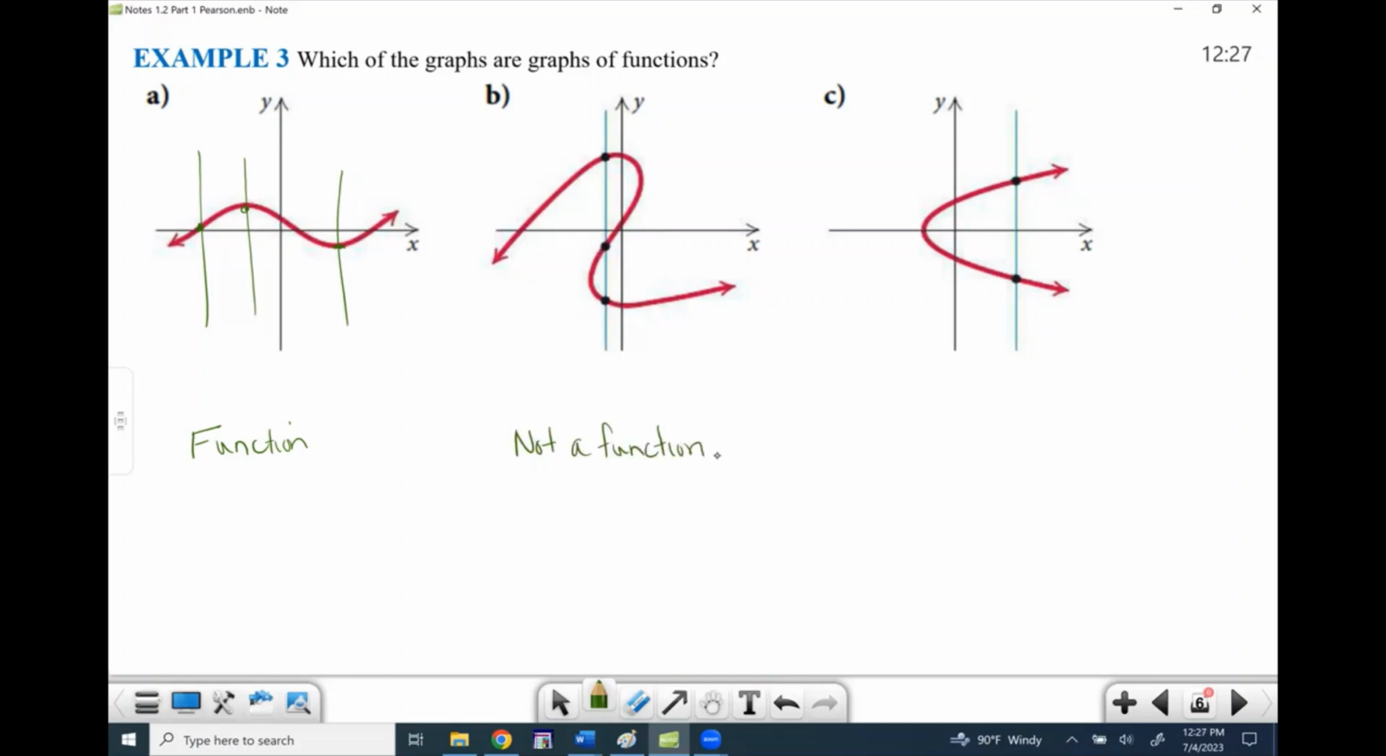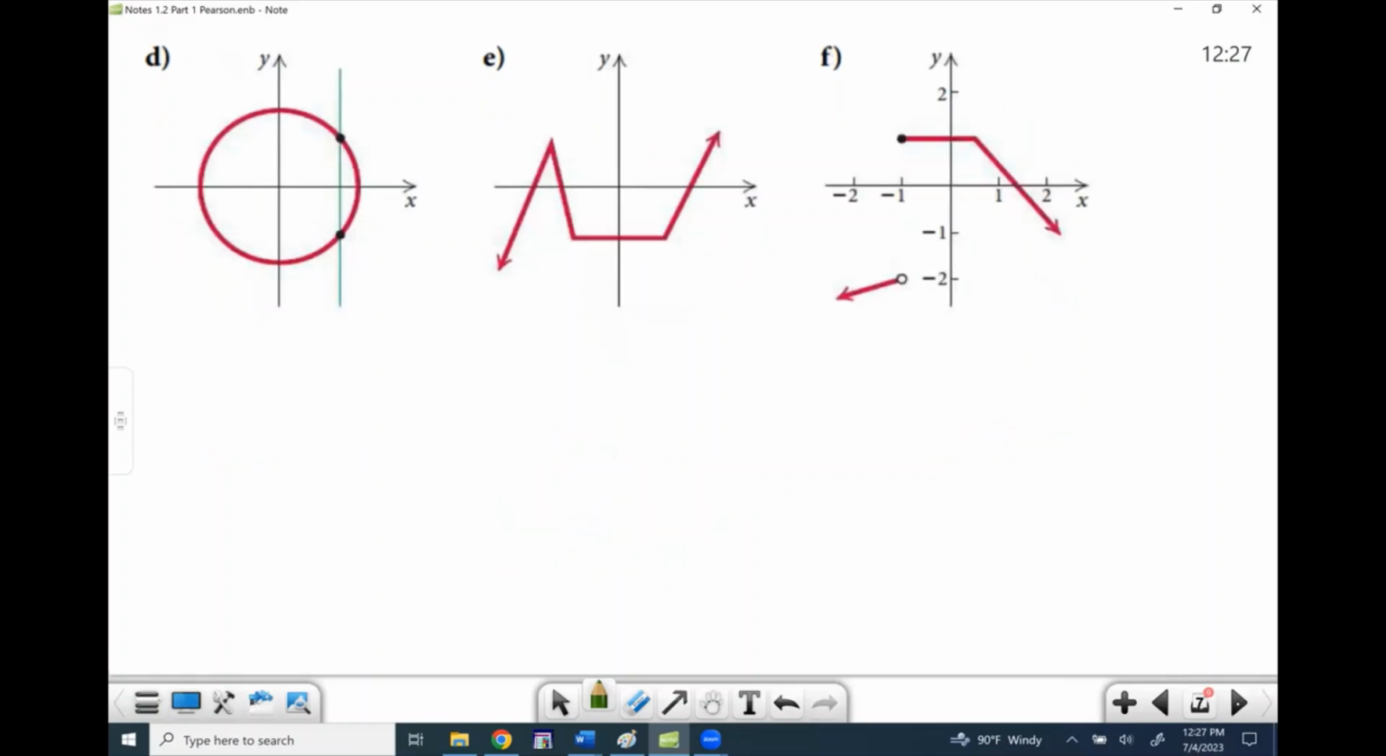We can put down a vertical line and it touched more than once. Okay. Go over here, same thing, not a function, for the same reasons. It ended up touching twice. It touched here and it touched there. So not a function. Same thing here, touched twice, so this one is also not a function.